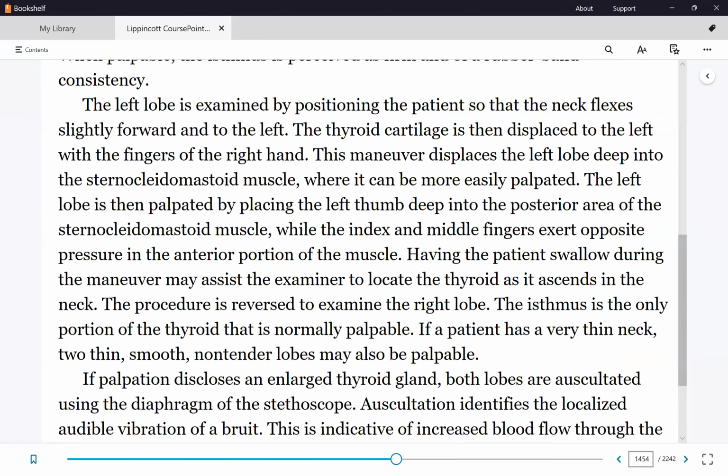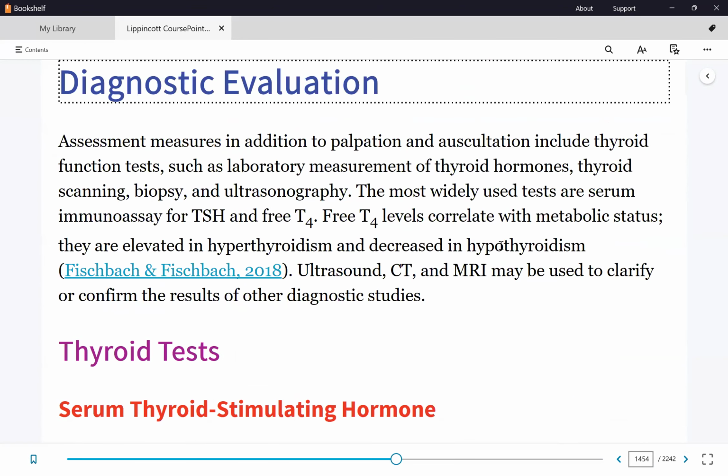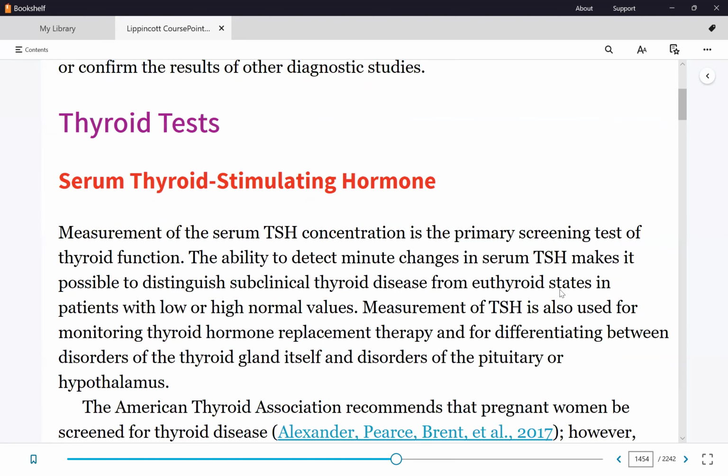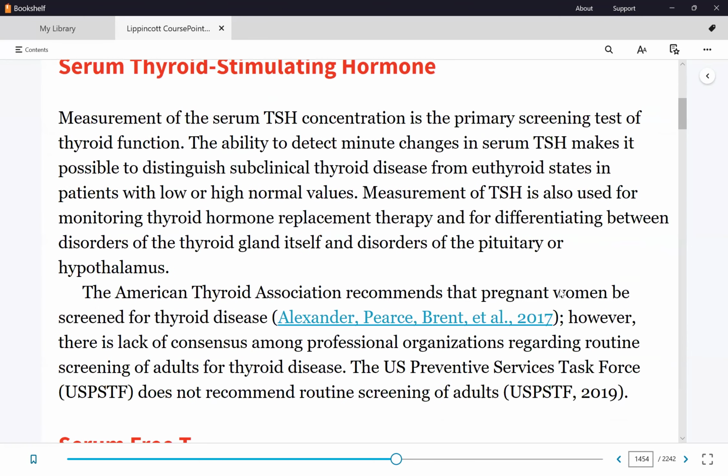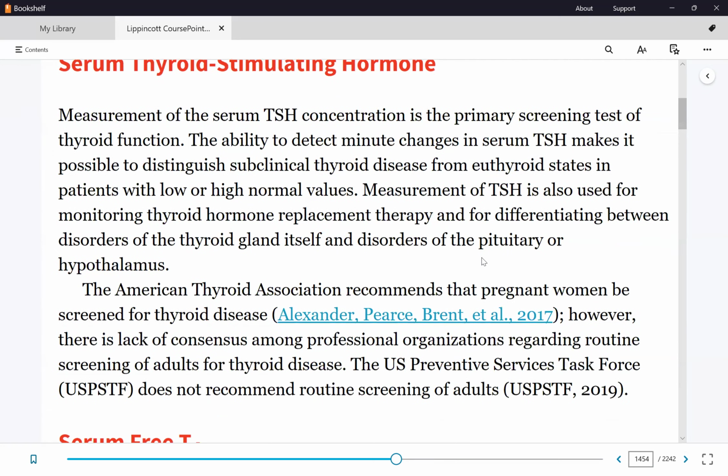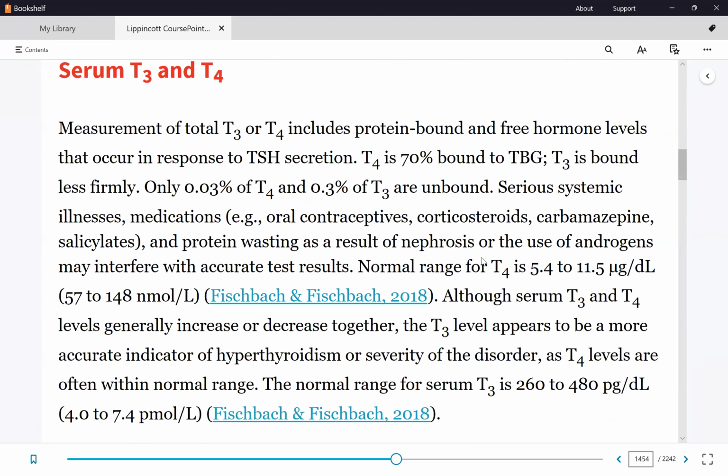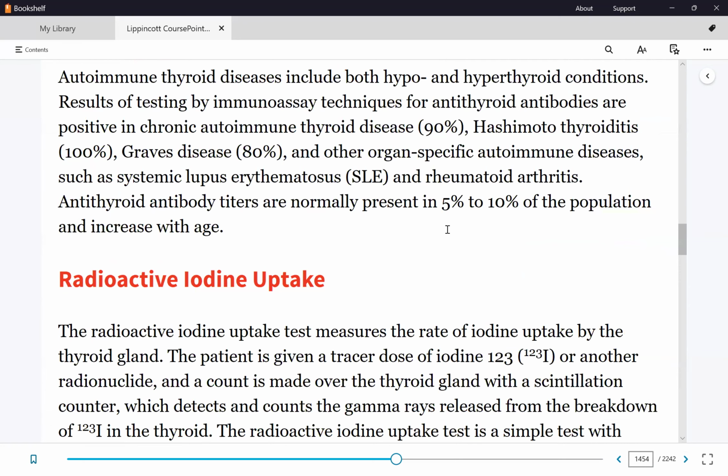Okay, I'll go straight to the disorder. First one is this page, which just tells us about the diagnostic testing, which are, of course, TSH, T3, and T4 levels. Okay, there's not much to read here, except for this test.